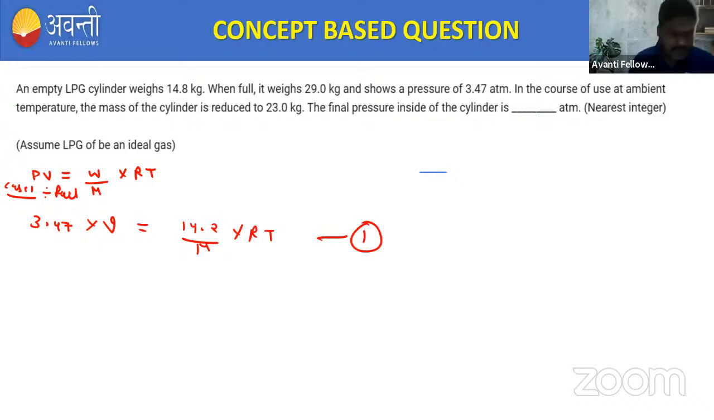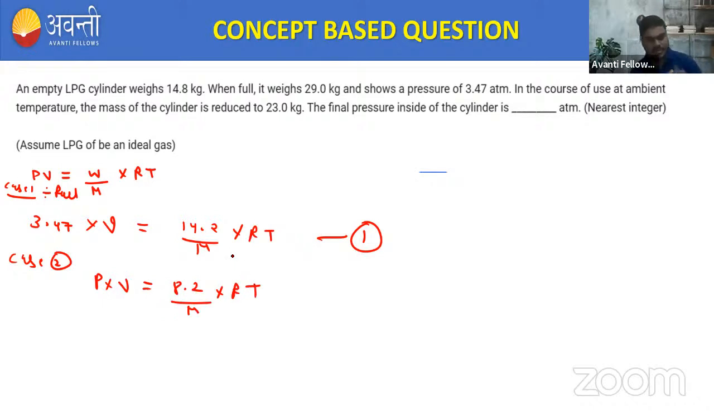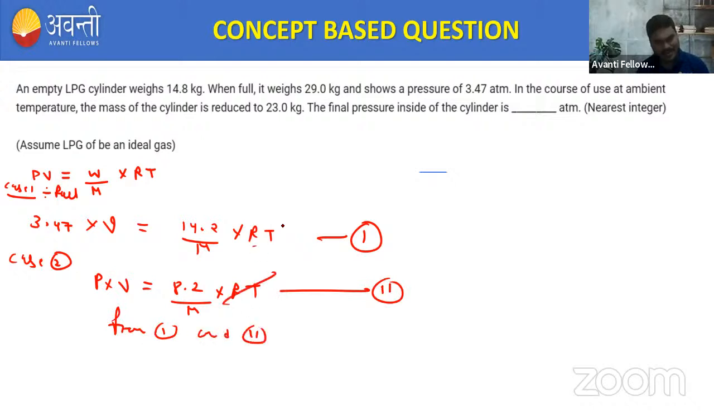Now अब लिखा case 2 when they reduce to 23 gram at ambient temperature. So again the PV is equal to n, we say 8.2 upon M into RT. ठीक है. Now just divide these two equations. Again दोनों equation को divide करो. We have equation 2. So from 1 and 2, क्या क्या cancel होगा? RT get cancelled. And V get cancelled, so we get to know the value of P.